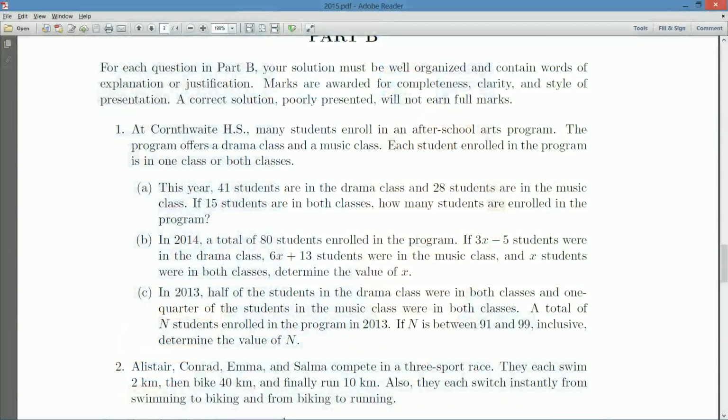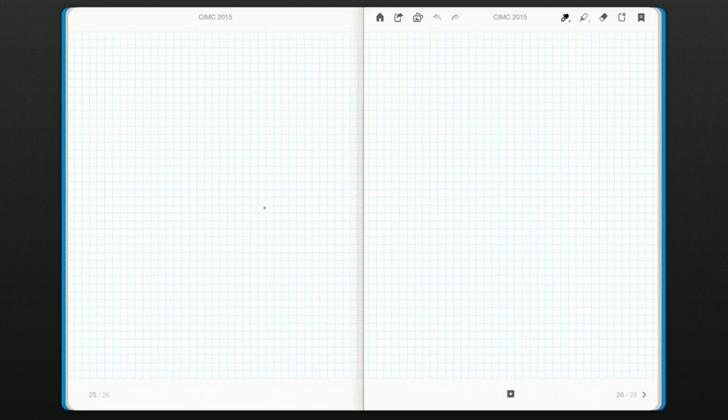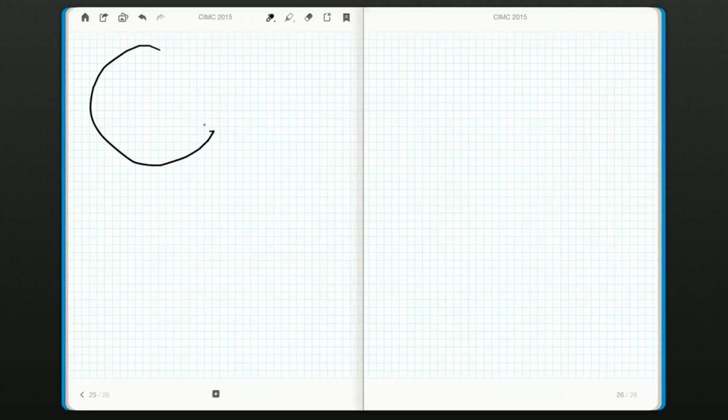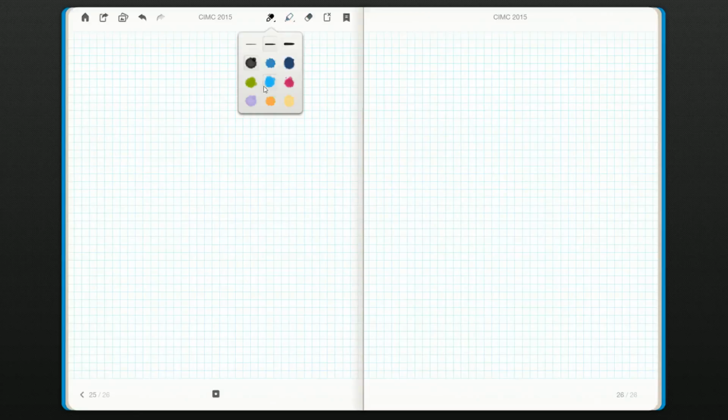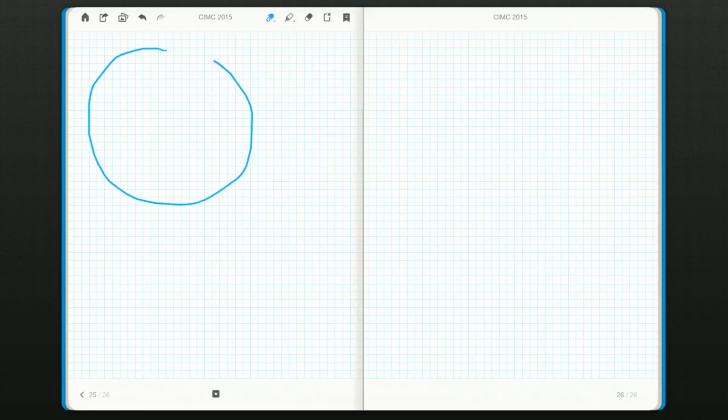So I'm going to draw a Venn diagram. You know what? I think I'm going to use colored circles too. Maybe make things a little clearer, because Venn diagrams can get messy, especially if it's more than just 2 circles intersecting. So this is going to be, I think, the drama class. And the other one was the music class.